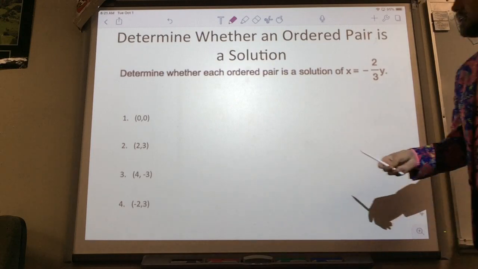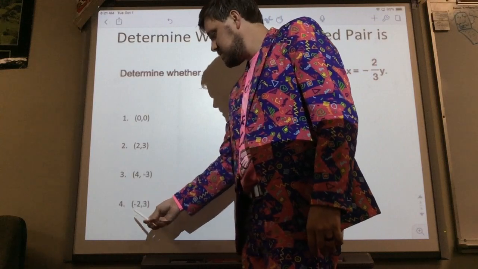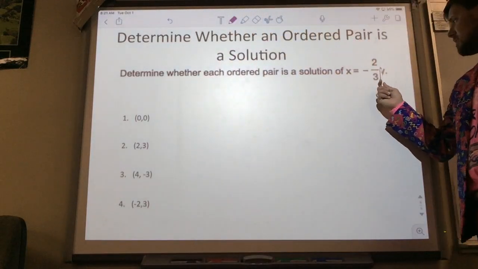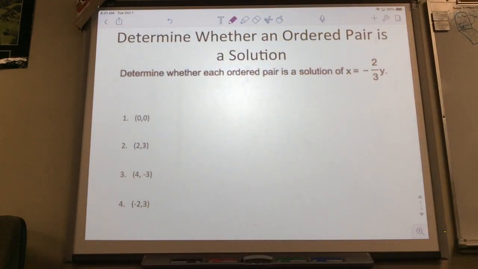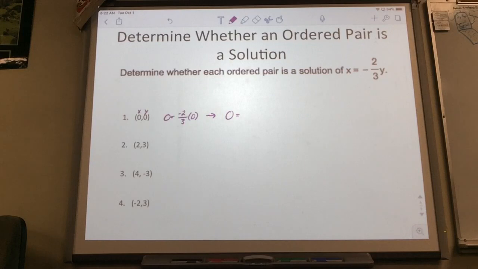So if you're plugging in any negative, like this or this, put it in parentheses. If it's next to something, so anything we're plugging into Y, we want to put in parentheses as well. Okay? So plugging in 0, 0, so that is your X and your Y. So 0 equals negative 2 over 3 multiplied by 0. So that is 0 equals 0. So yes, that is a solution.